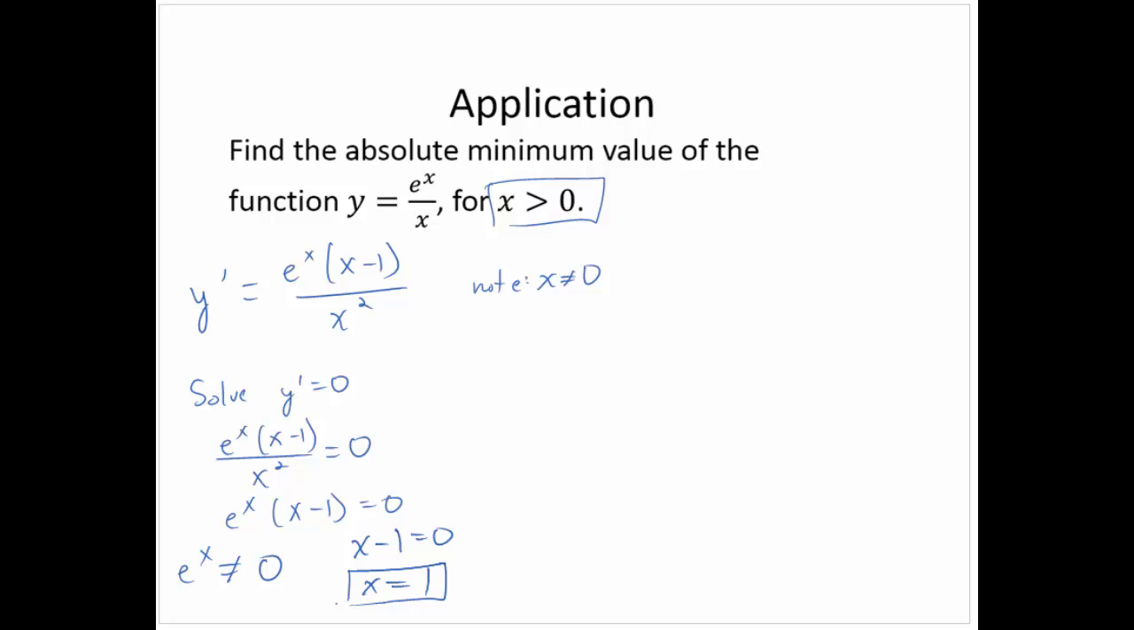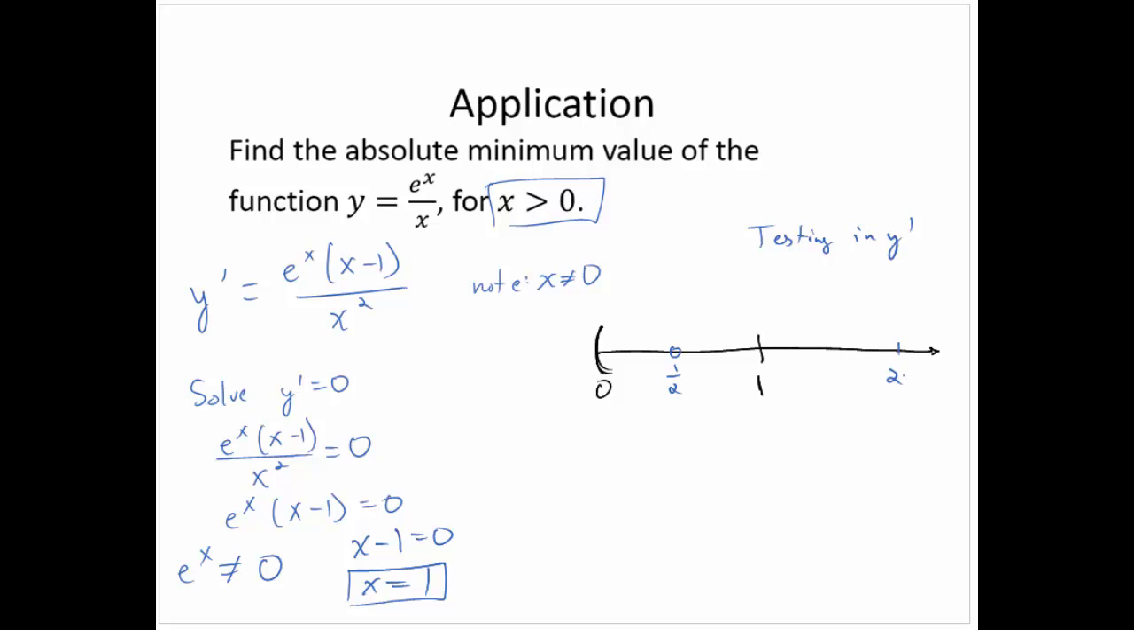And then we learned to maybe set up a little chart. And so I'll set up my partial number line. All right, so here's 0. We're only concerned about values that are greater than 0, and I'll place 1, my critical number, on the number line, and I'll test values into the derivative, y prime. So I'll test a value, how about 1/2, or some other number between 0 and 1, and how about 2?